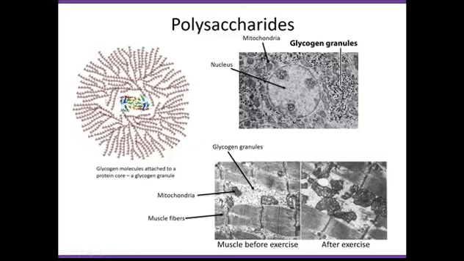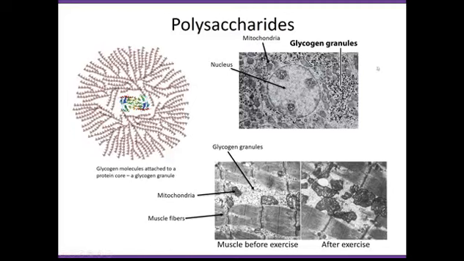In the middle of this rainbow thing is actually a protein core that kind of holds it all together. So here's a muscle cell before exercise, here's a muscle cell after exercise. The mitochondria are kind of squished in this one, but what we can really see is the lack of glycogen granules because we've burned them all.